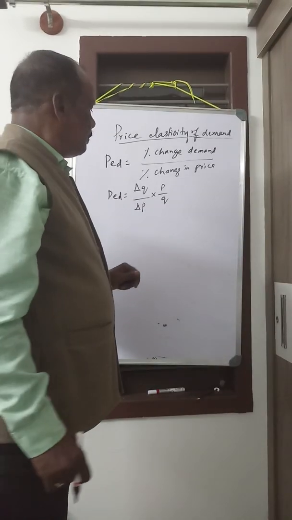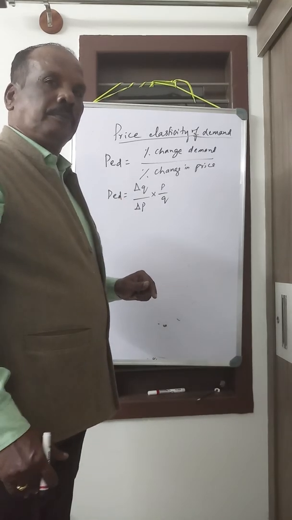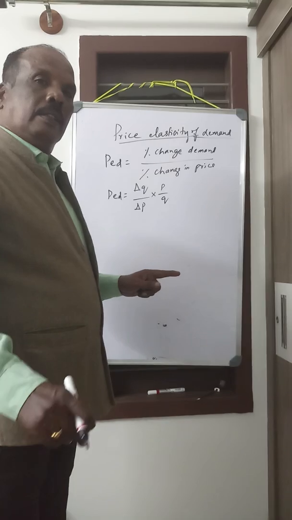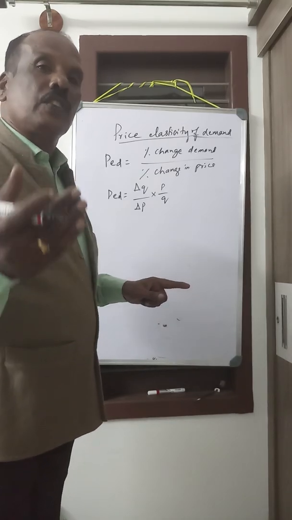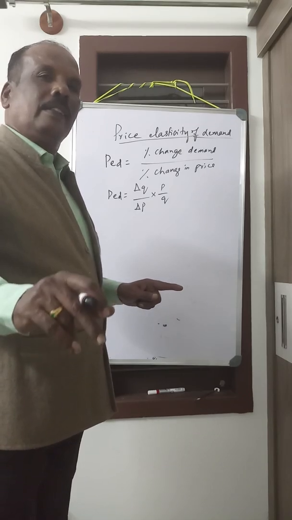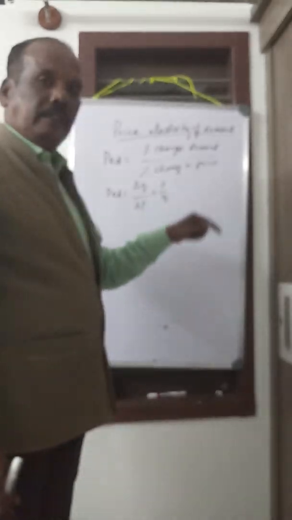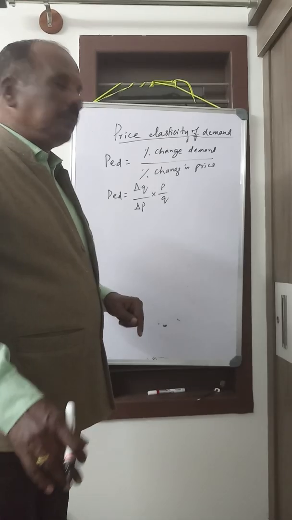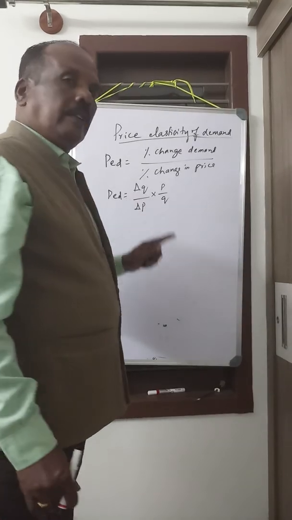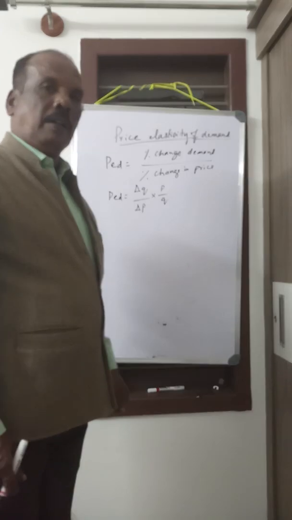Say for example, if there is 5% change in price, it leads to 10% change in demand for the commodity. The elasticity is 2, that is more than 1. So, using this formula, we can calculate price elasticity of demand.